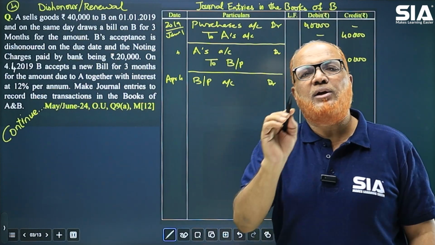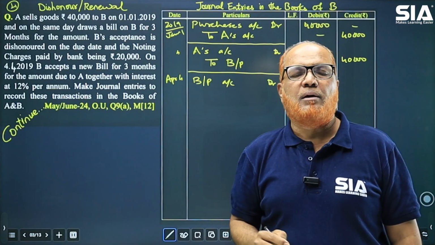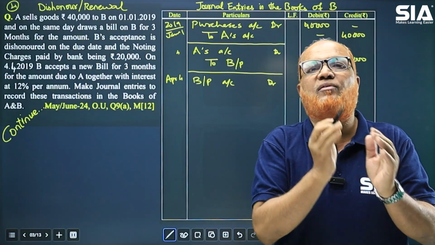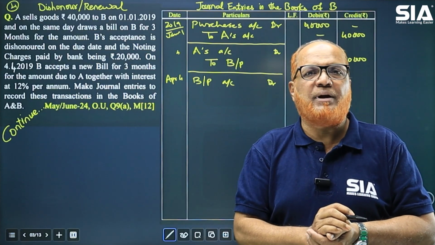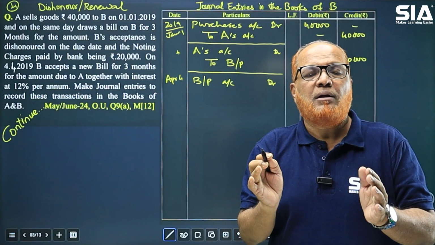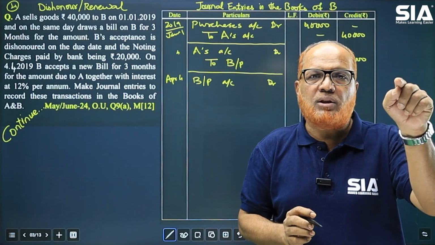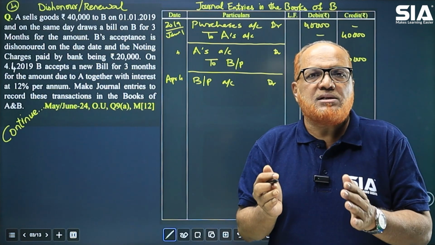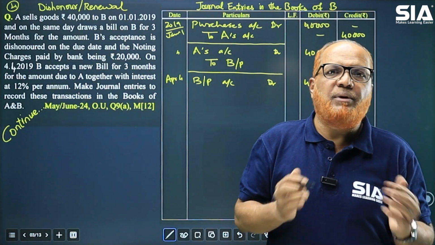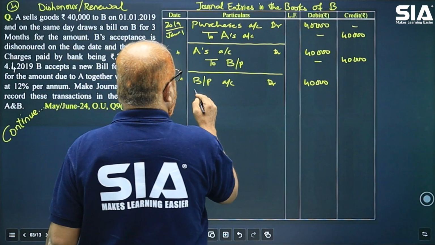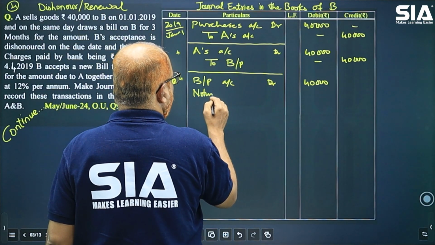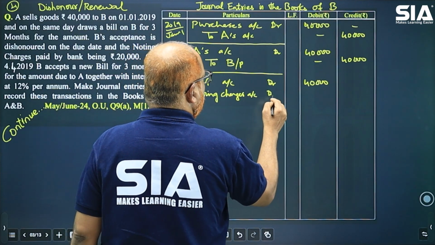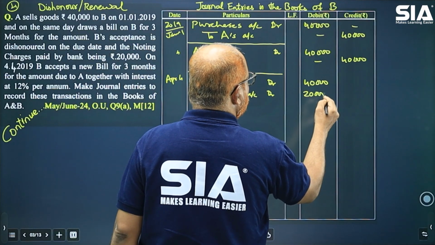Noting charges. Actually, noting charges is paid by the drawer, but it will be recovered from the drawee because due to the fault of drawee, that noting charges had happened. So ultimately, the burden, the loss of these noting charges should be on the head of drawee, on the head of B, right? So noting charges is a loss. All losses should be debited. So he will debit noting charges account debtor. It is given in the problem 20,000. So same as it is I am taking.